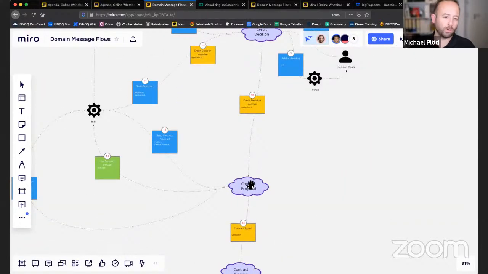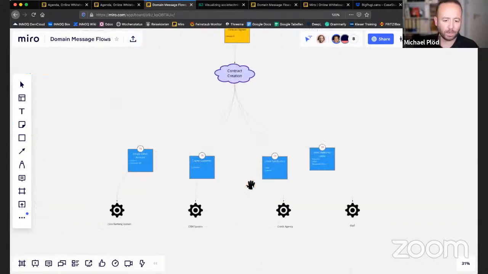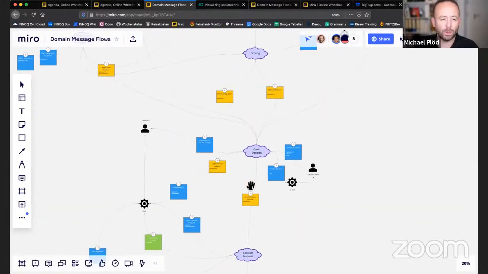Yeah, we go into a contract proposal bounded context and a contract creation bounded context. So those are our bounded context candidates that we are going to use there. So much for a brief overview for you folks.